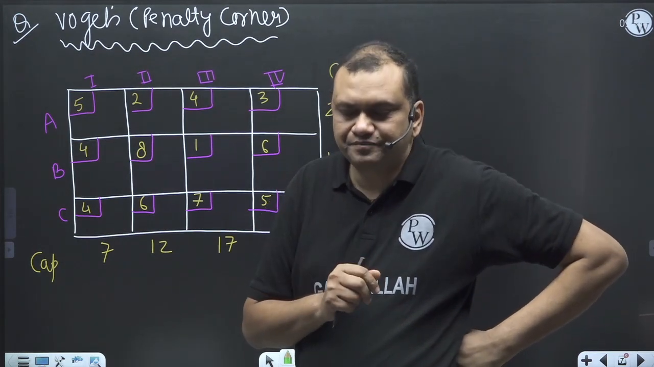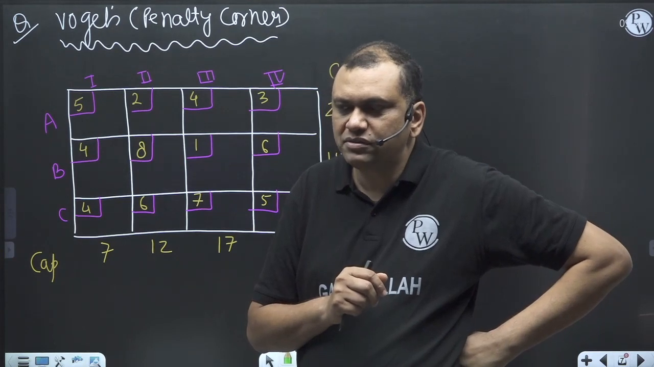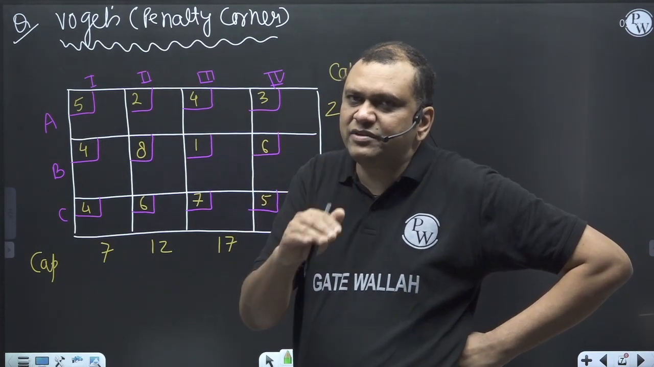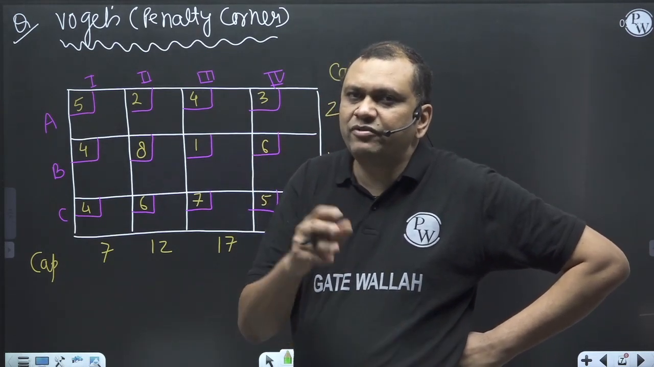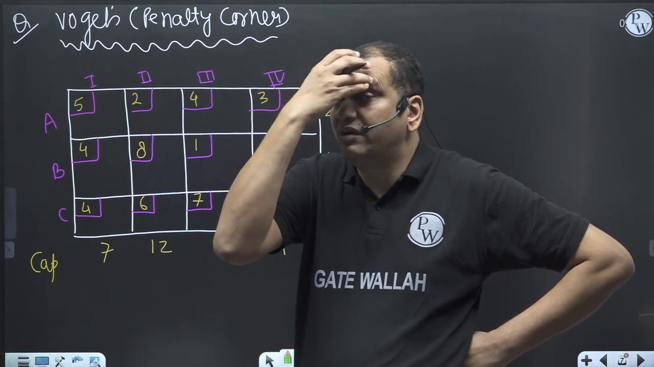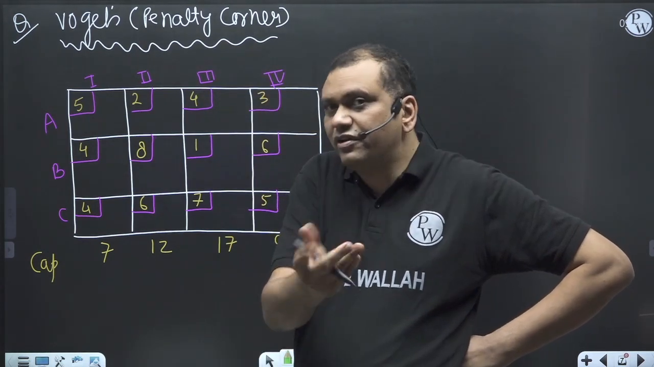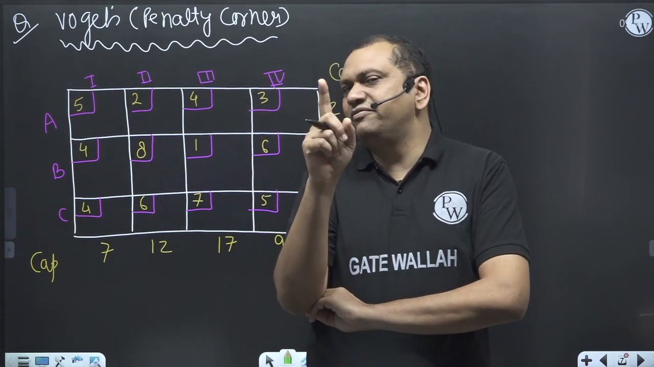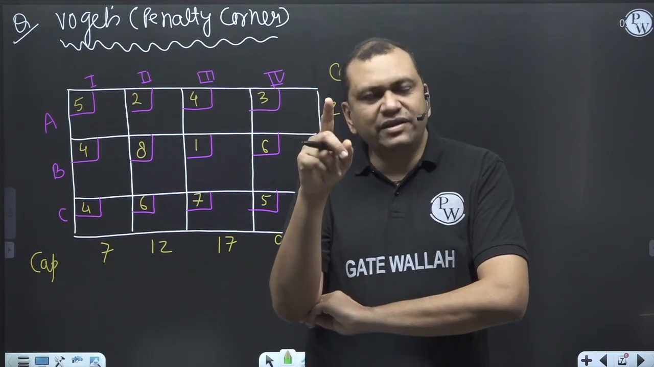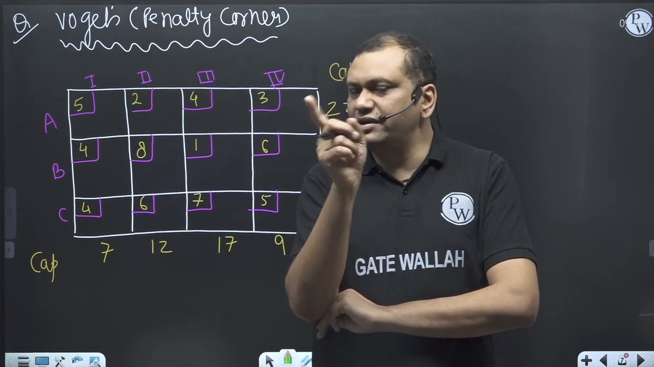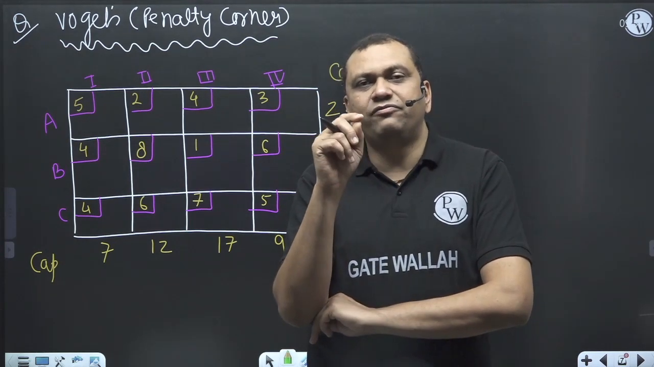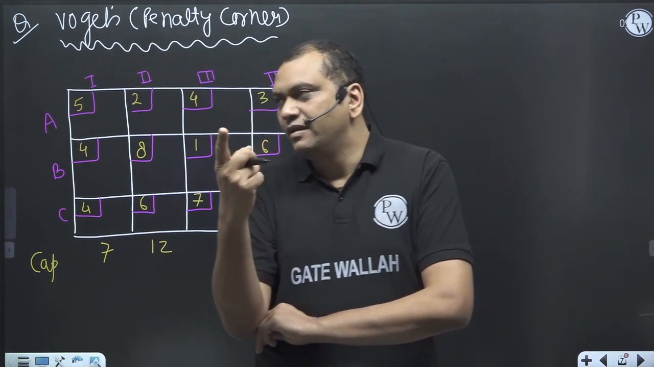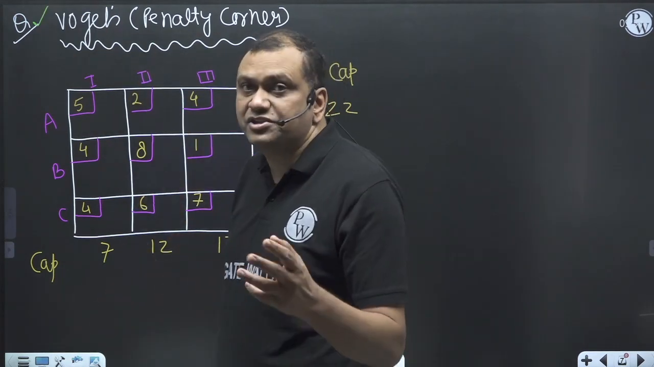In GATE exam, if it is given that initial basic feasible solution, you calculate by Vogel's approximation or penalty corner or northwest corner, then we have to follow that approach. But when nothing is given, please hear very, very carefully. When nothing is given, then for finding out the initial basic feasible solution, which method has to be followed? By default, follow the Vogel's approximation method.